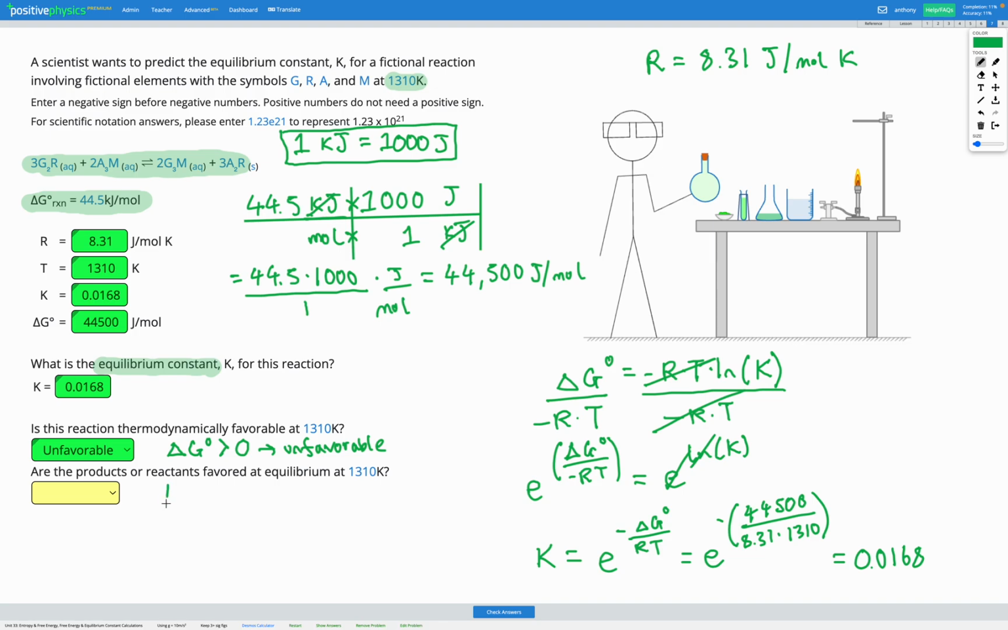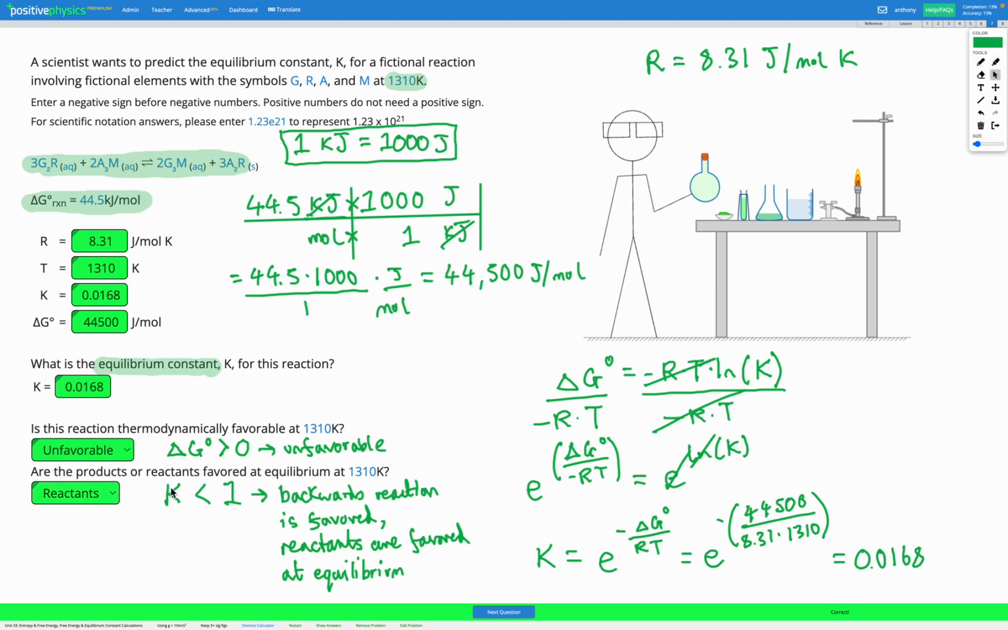That's less than 1. So if K is less than 1, that means the backwards reaction is favored. And that means that our reactants are favored at equilibrium. So we can go ahead and fill that in here. Our reactants are favored at equilibrium.